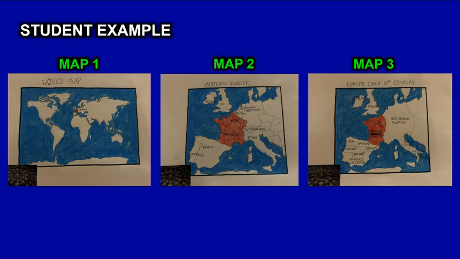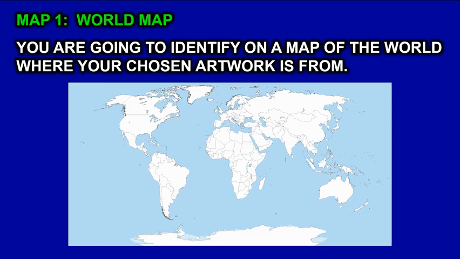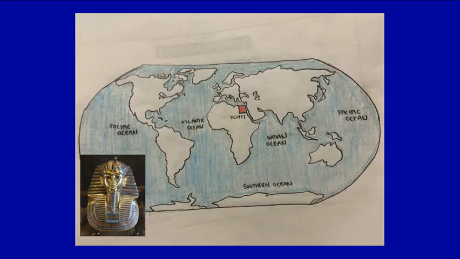So the first map is going to be a map of the world, and you show me where the artwork is from. The second map is a closer view of where your artwork is from in the modern world. And then the third map is the same map as the second map, but with the boundaries of when your artwork was created. So, the world map, you're going to identify on a map of the world where your chosen artwork is from. So, here's a good example right here.